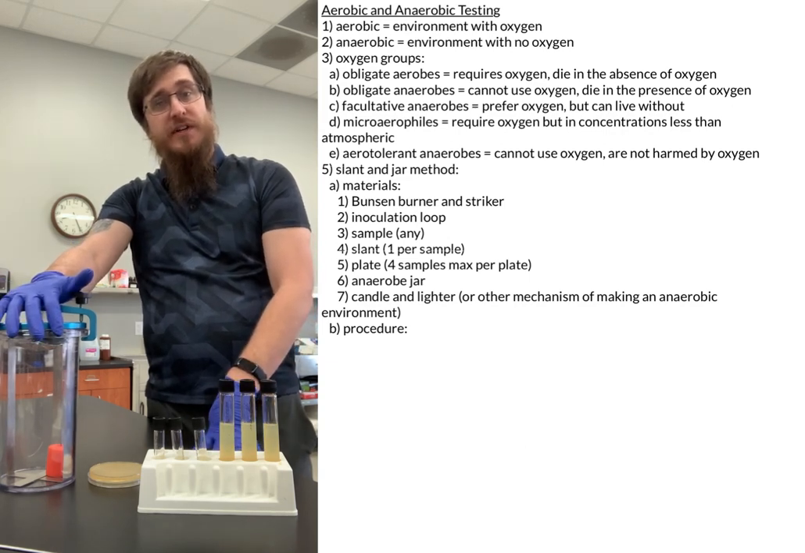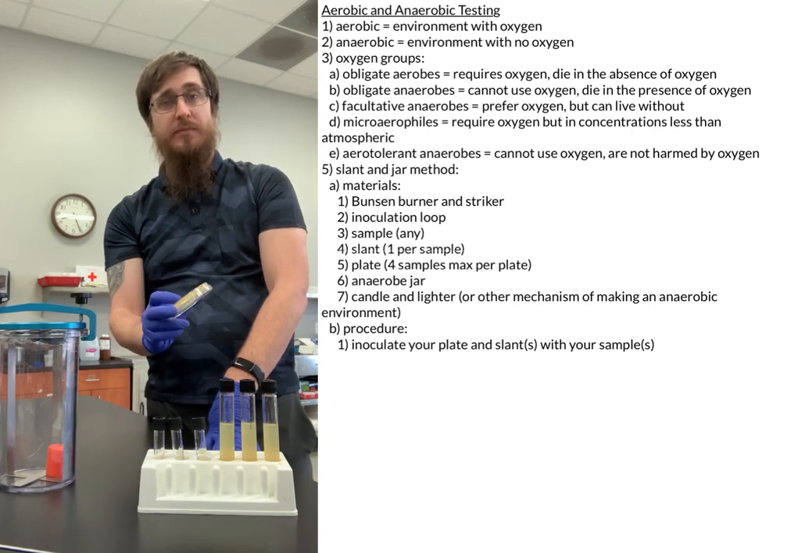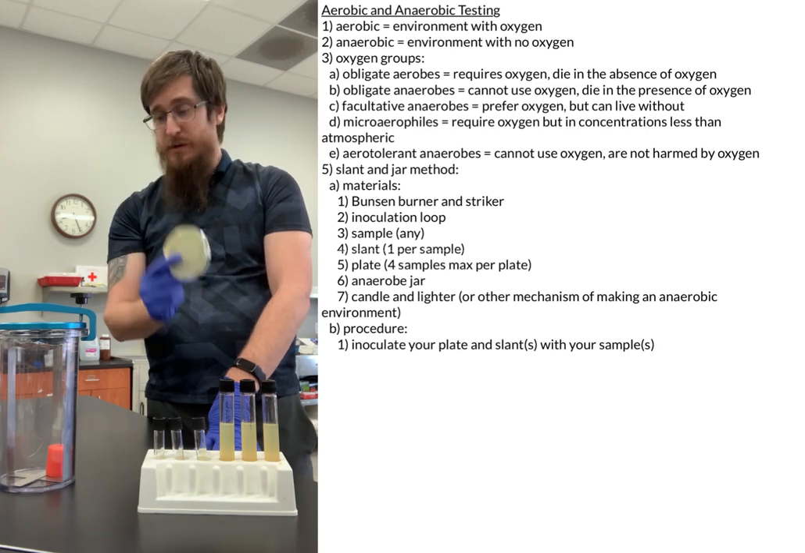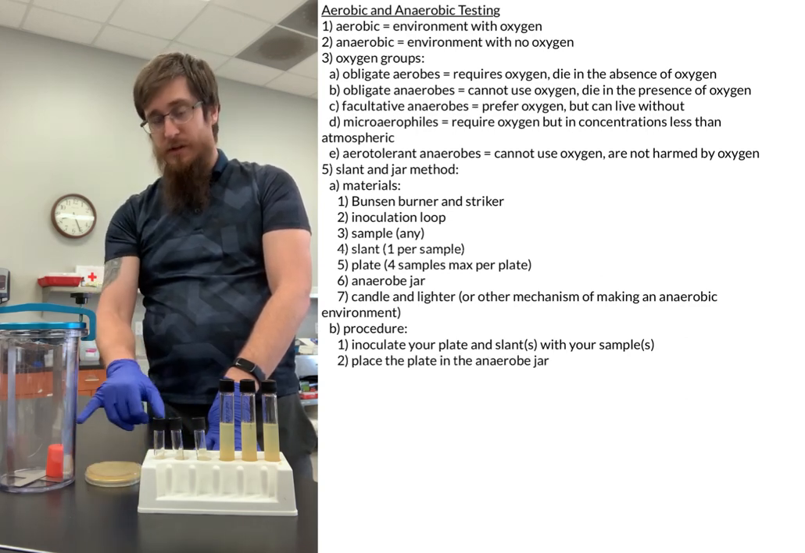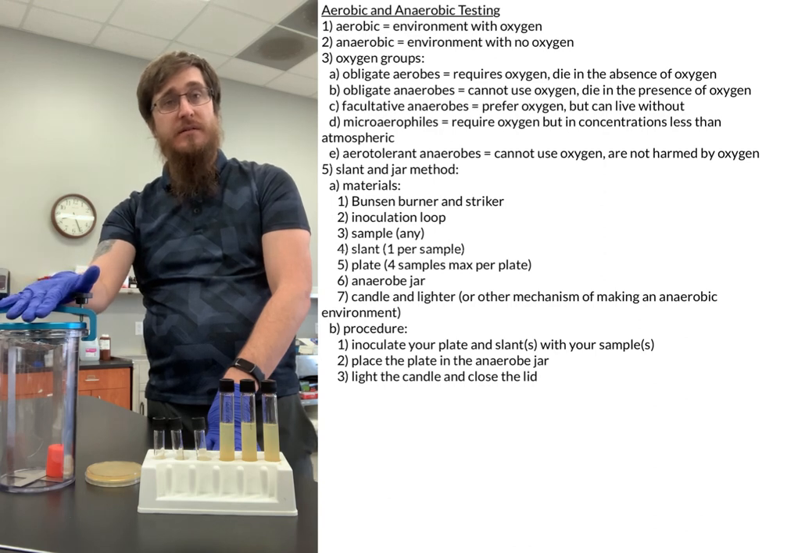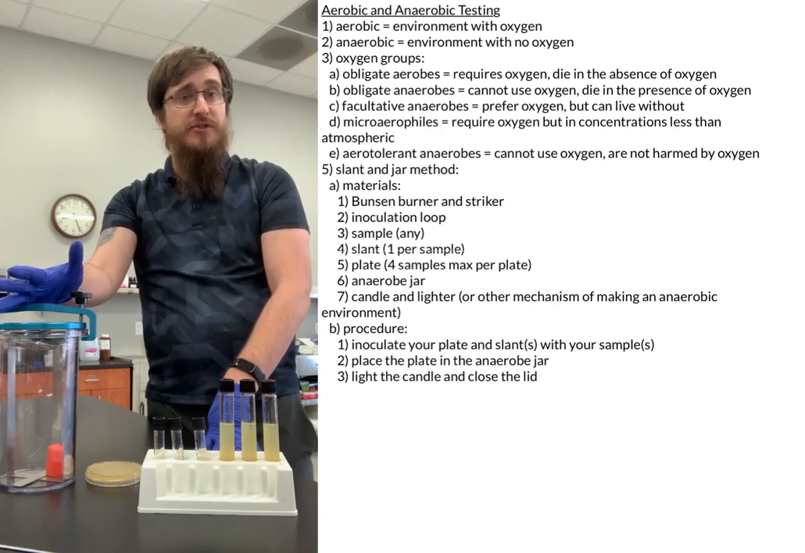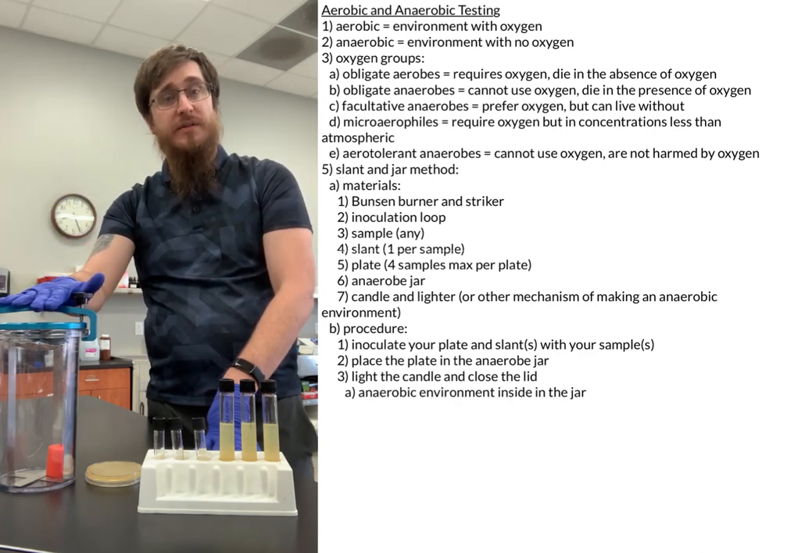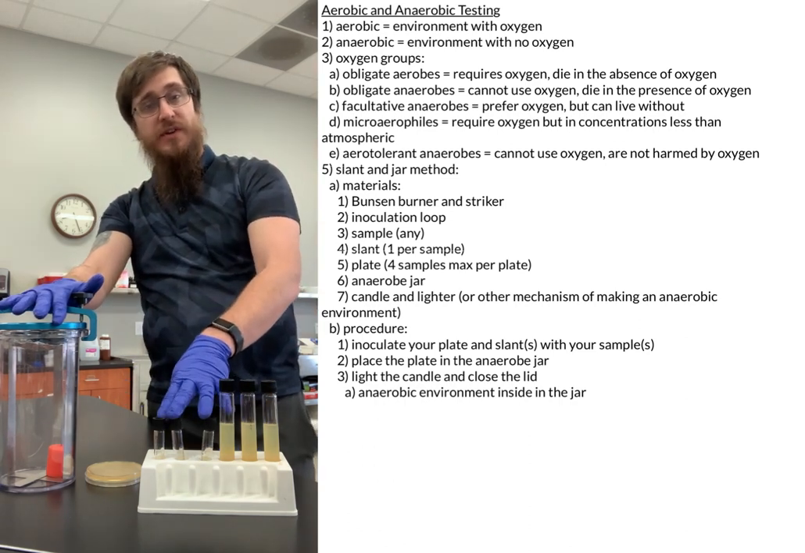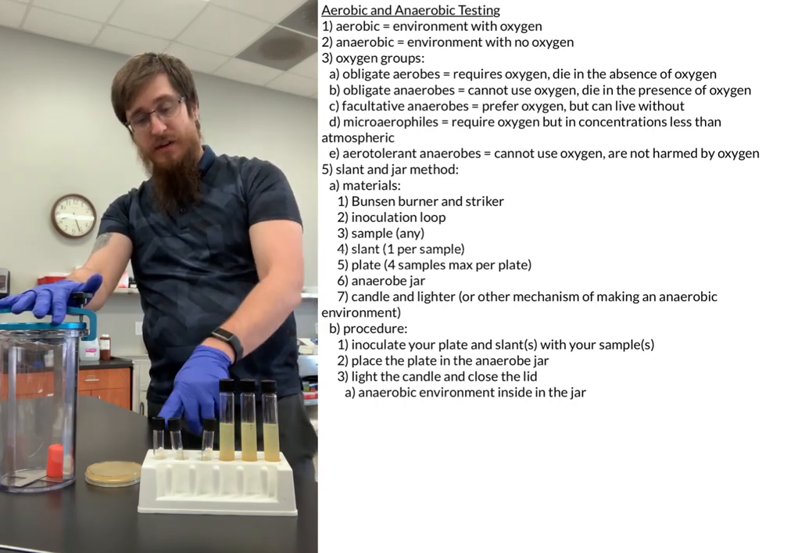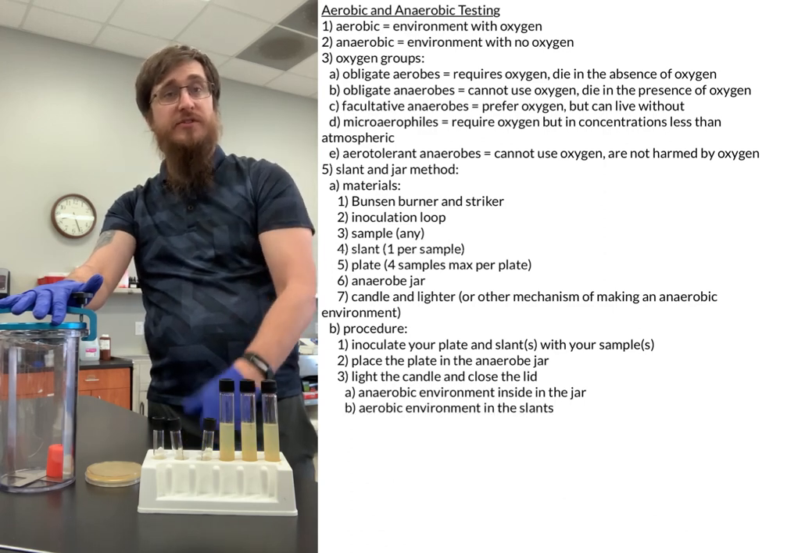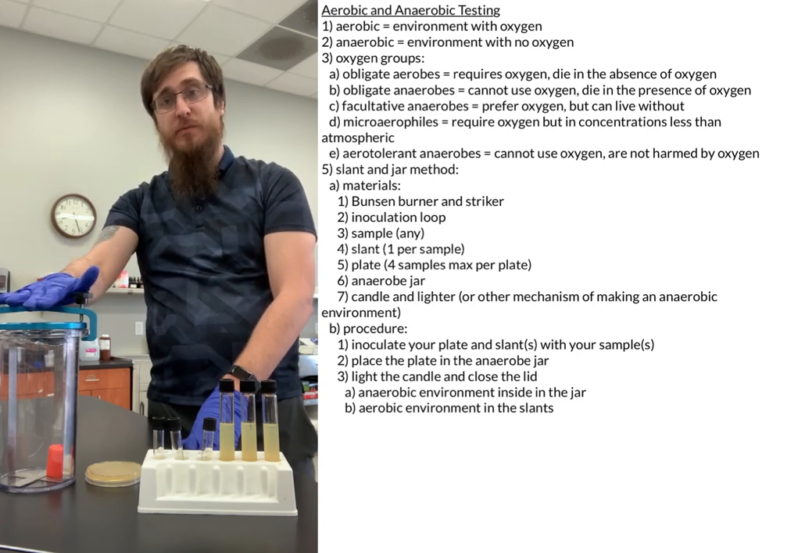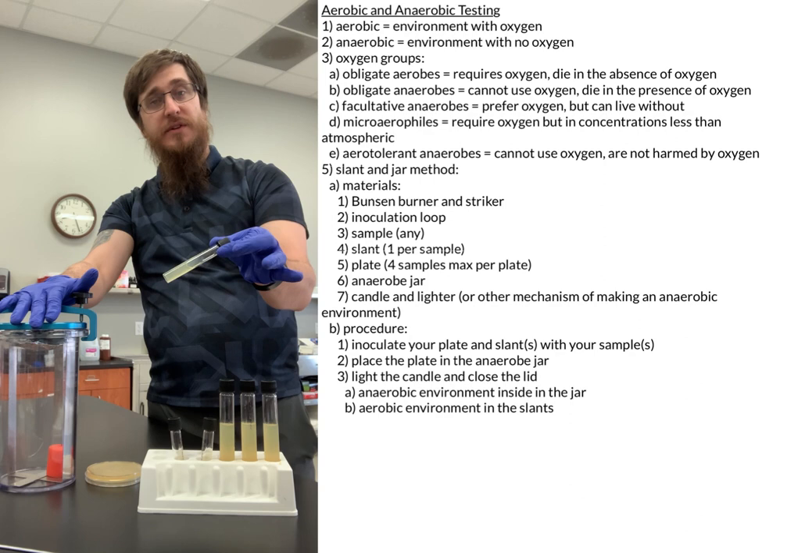The way that it works is, your basic procedure is to aseptically put your sample on the plate, put it inside of the jar, light the candle, close the lid, and then the candle will basically burn off all the oxygen. And now the inside of the jar is going to be an anaerobic environment. However many samples you have, you'll inoculate those on the slants, and your slants are aerobic because they're exposed to the air. So what you've done is effectively grown your organism in an anaerobic environment and an aerobic environment.